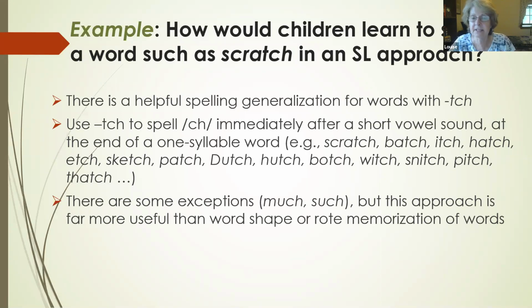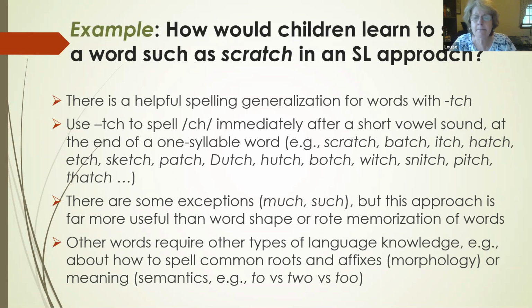There are some exceptions to this generalization, but it's much more useful than trying to use word shape or rote memorization of words. And it should be pointed out, other words require other types of language knowledge. So for example, knowledge about how to spell common roots and affixes. For example, in a long word like "psychology," if the child knows how to spell the root, that's really helpful. It sounds like it should be, you know, S-I-K something, but it's not because the word is of Greek origin. Also, sometimes you have to teach them about meaning to enable spelling of certain words. So, for example, "to" versus "two" versus "too," children have to know, well, if it's the number, it's T-W-O. If it's the one that means "also," it's T-O-O, and so on.